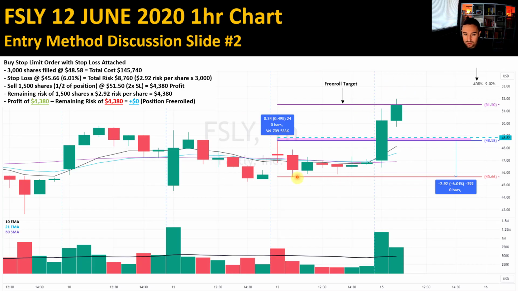Whatever. You could then be adjusting your stop loss to the low of the breakout day after the first 1 hour, and then free rolling off of that level as well. There's the math if you want to go through it.